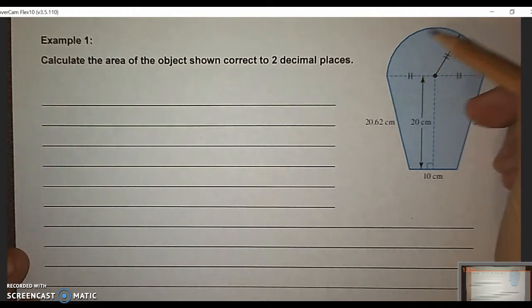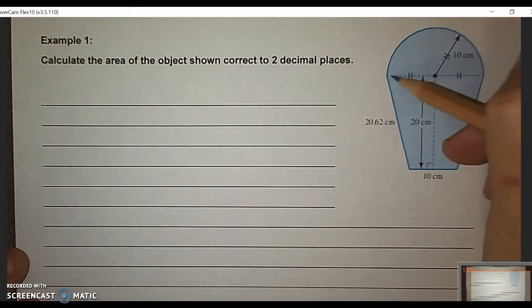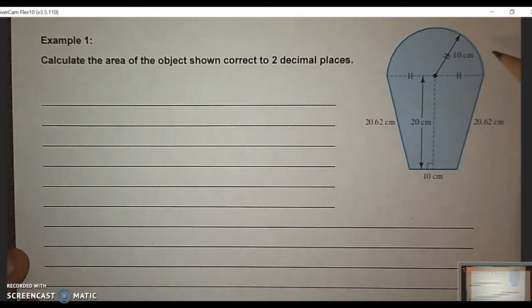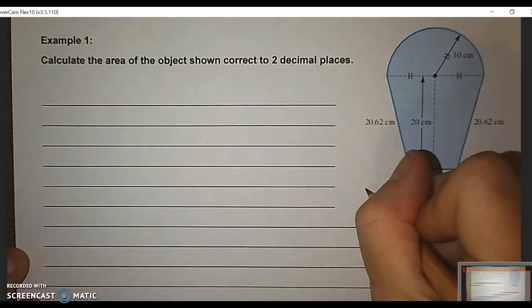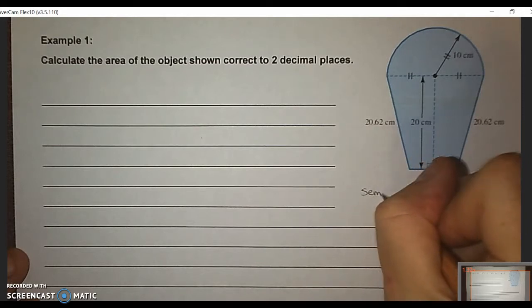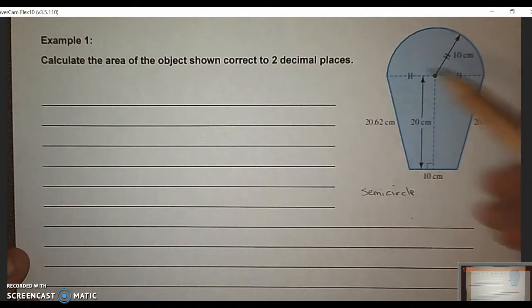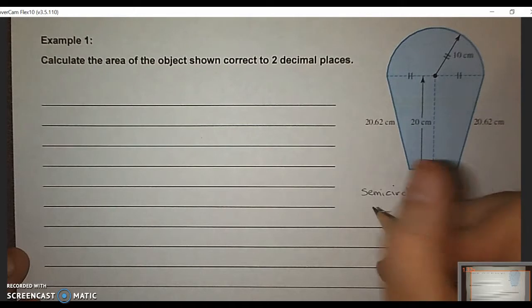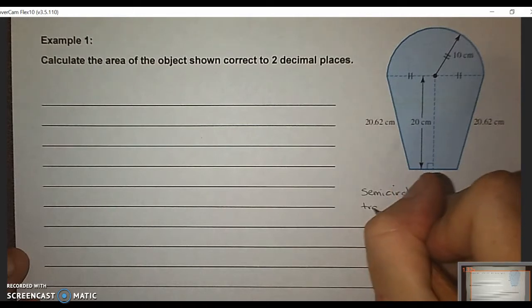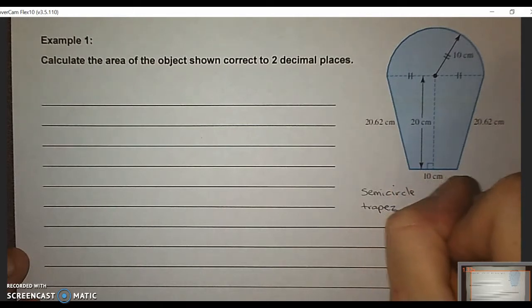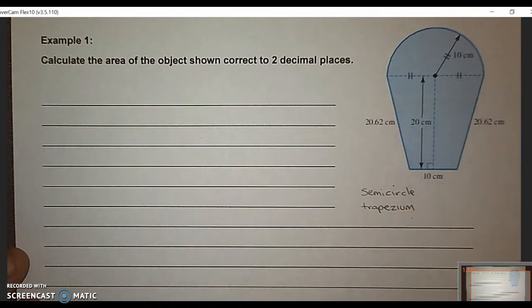So we have a round bit at the top, which is a semicircle, and this bit here is a trapezium. So I'm just writing down what we have and the formulas that we have.